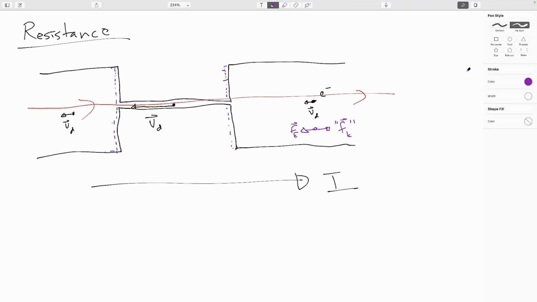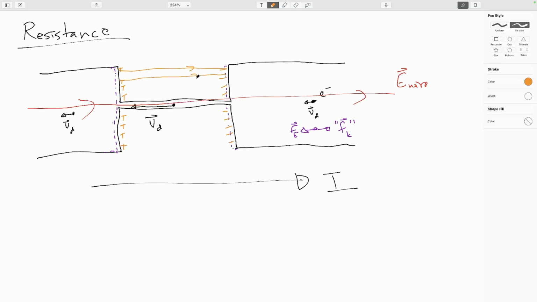Let me use a different color to mark the electrons. There we go. Well, they have a buildup of excess electrons over here, and we'll have left behind partially shielded nuclei, so we'll have a buildup of excess positive charge over here. So this means in addition to the electric field that we had going through the wire, I now have a bunch more electric field lines that start from here and go to there.